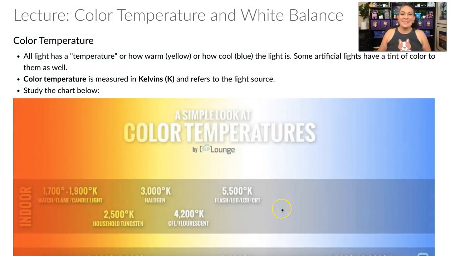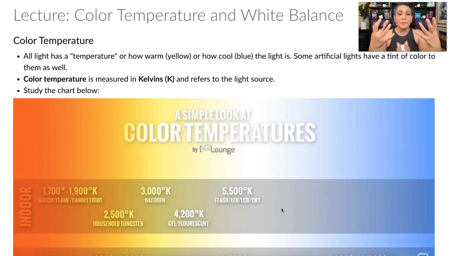Hey everyone, so today we're going to be talking about color temperature and white balance. So, color temperature, what is it? Color temperature means that all light has a temperature, or how warm or yellowish it looks, or how cool or blue it looks. And some artificial lights have tints as well.